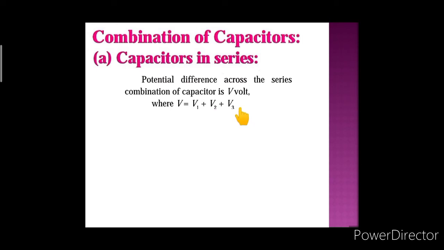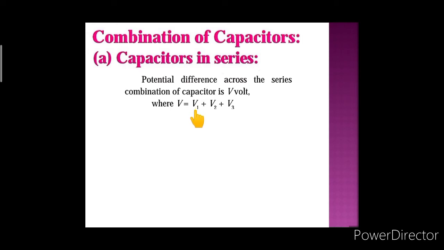The potential difference across the series combination of capacitors, which is V volt, is written as V is equal to V1 plus V2 plus V3. As per the definition, we can write the value of V as the ratio of charge to its capacitance. So here we can say that V1 is equal to Q upon C1, as the charge on each plate of the capacitor is the same. That's why here we are taking it as Q only.